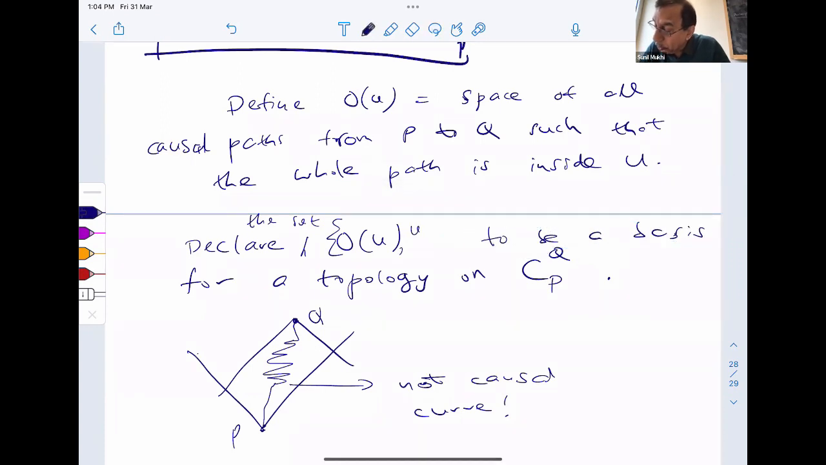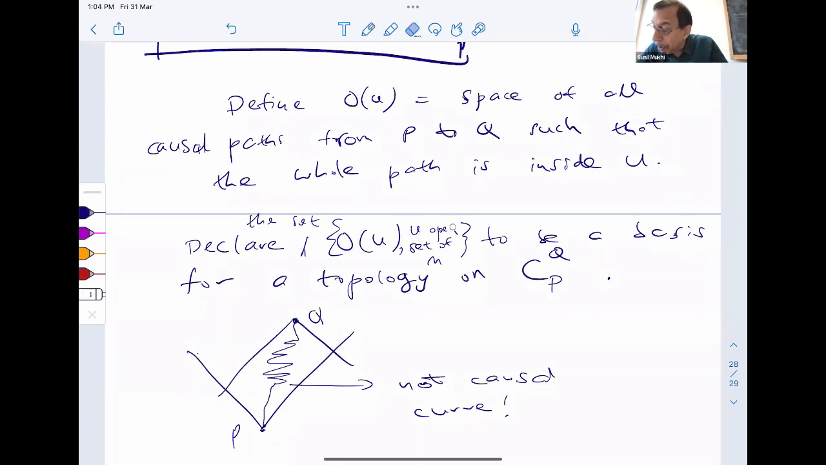U an open set of M. So for every open set of M, I declare O of U to be an open set of CPQ. So one U will obviously miss some paths, but I'm going to do this for every U, and that will cover everything. Yeah, thank you. Okay, Rahul is happy. M has the usual topology as R4, yes, and always does have. Yes, absolutely true.